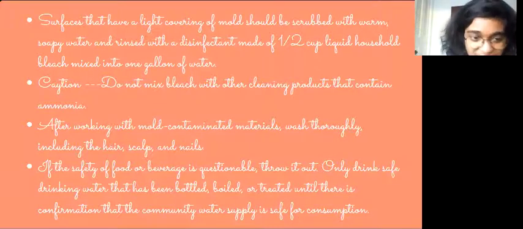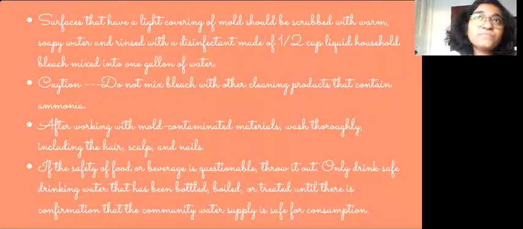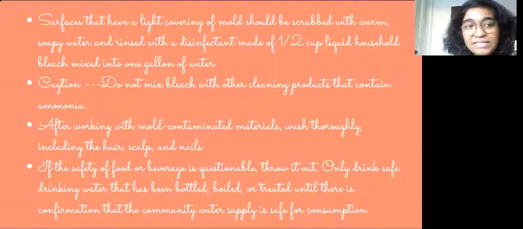If the safety of the food or beverage is questionable, throw it out. If you eat spoiled food, you're of course going to get sick. So just throw it out. Having an experience of food poisoning is very bad.